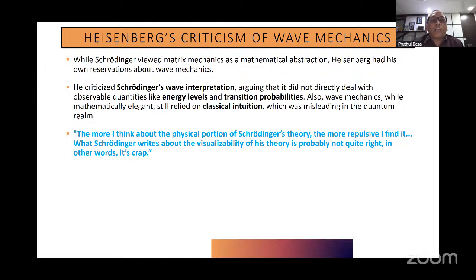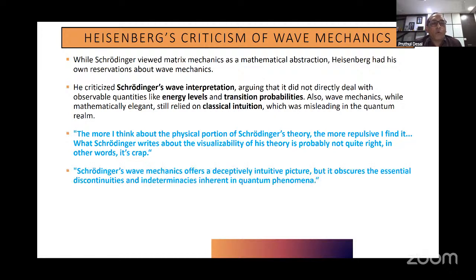This is what he had to say about Schrodinger's wave mechanics. The more I think about the physical portion of Schrodinger's theory, the more repulsive I find it. What Schrodinger writes about the visualizability of his theory is probably not quite right. In other words, it's crap. So he had very strong views on wave mechanics. This is another of his quotes. Schrodinger's wave mechanics offers a deceptively intuitive picture, but it obscures the essential discontinuities and indeterminacies inherent in quantum phenomena.